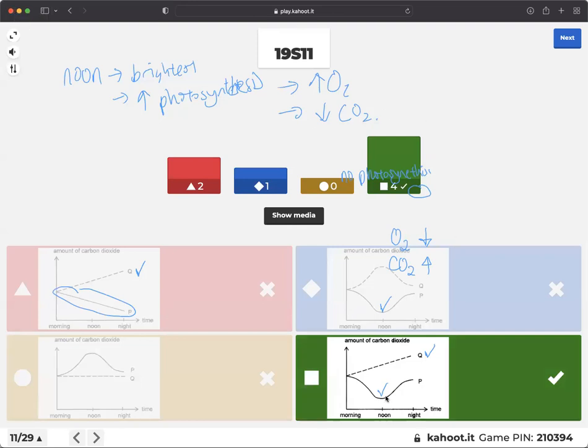Because as the day goes by, at night it doesn't photosynthesize. So the amount of carbon dioxide will actually go up again at night, where it photosynthesizes less and less, and you will become more of respiring. So any questions so far?